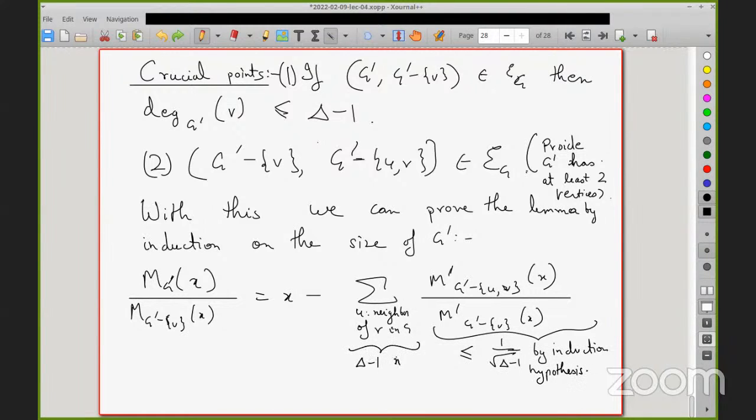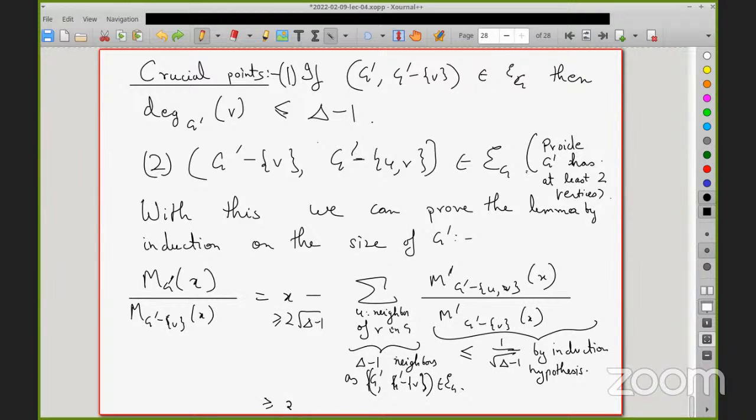Delta minus 1 neighbors as G prime minus V. And this is greater than 2 times delta minus 1. So this whole thing is bigger than.